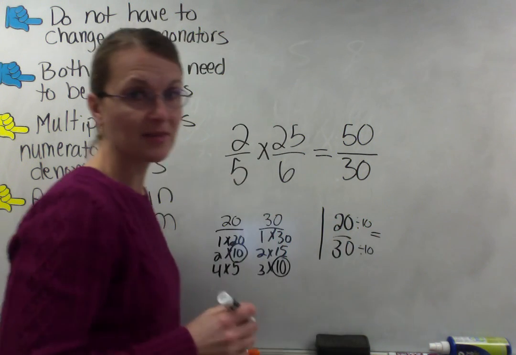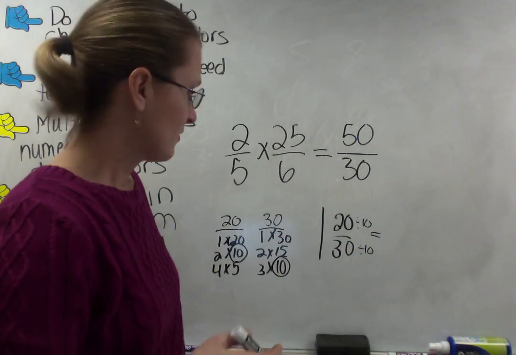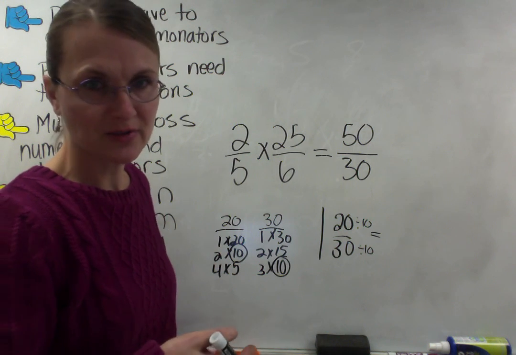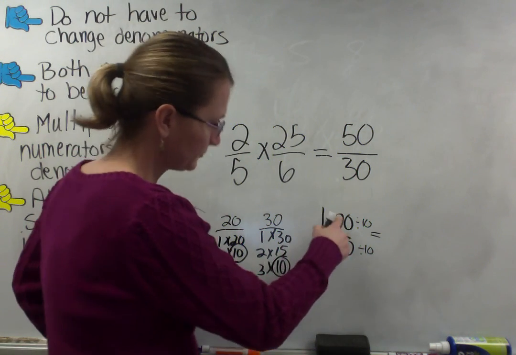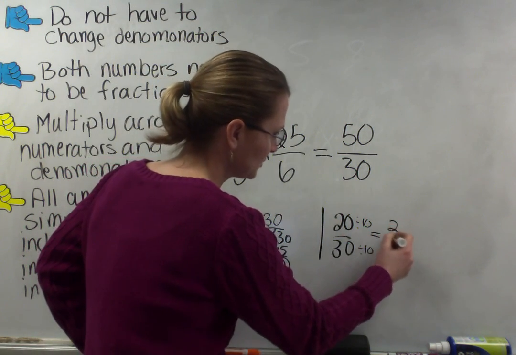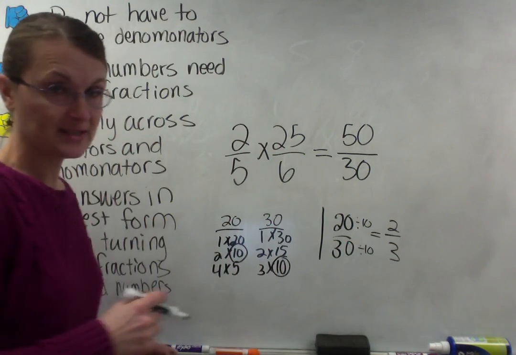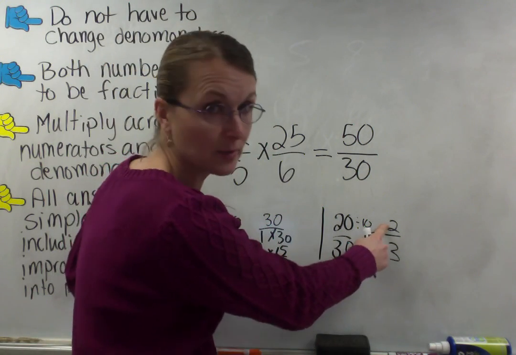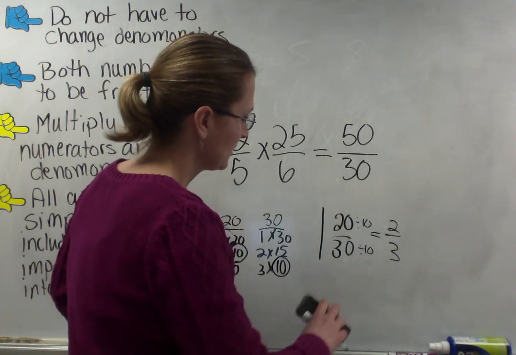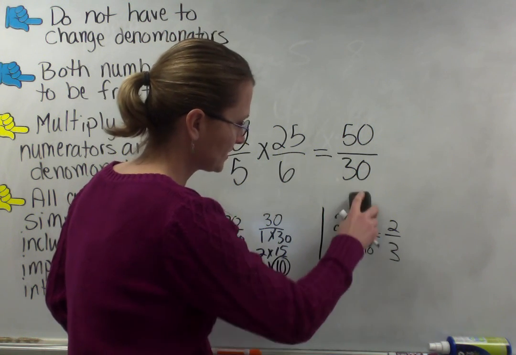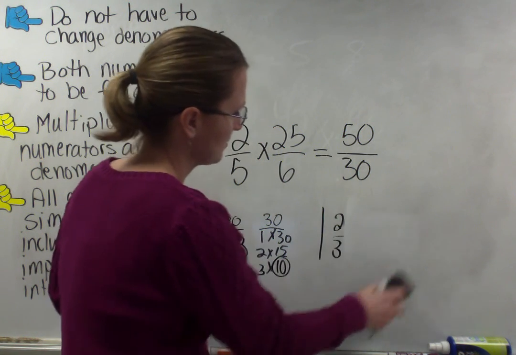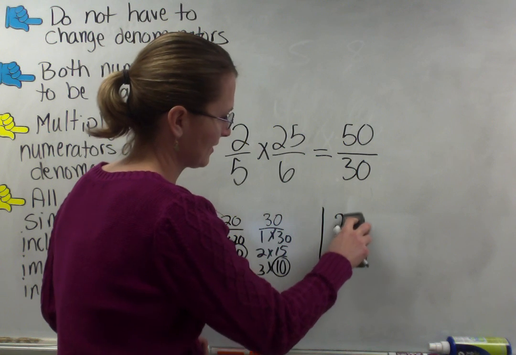Remember, it always has to be the same number. So if the bottom number was 32, I could not divide them both by 10. So 20 divided by 10 is 2, and 30 divided by 10 is 3, so 2/3. And 2/3 is in simplest form because this number is only one smaller than that number. So my 1 20/30 becomes 1 2/3 is my final answer.